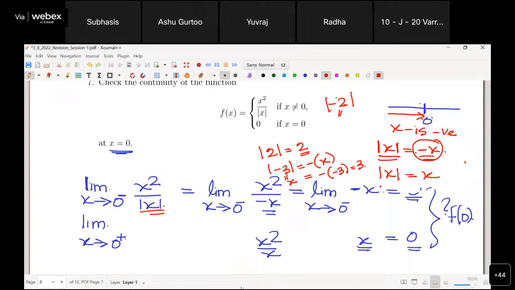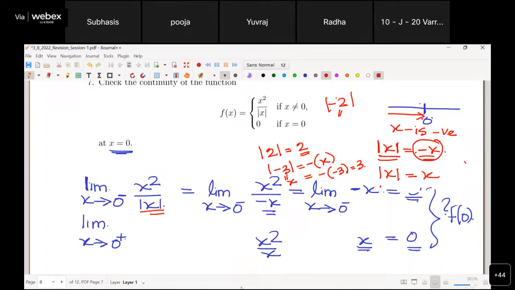Okay, so this part is clear, right? This question is clear now, right? Why the limit of this function is 0. Yes, sir. Yes, sir.